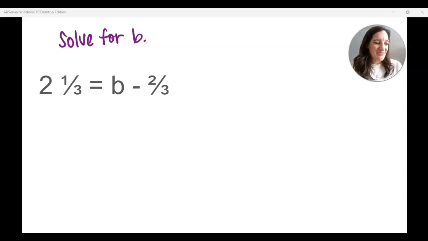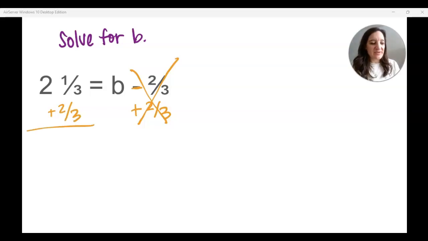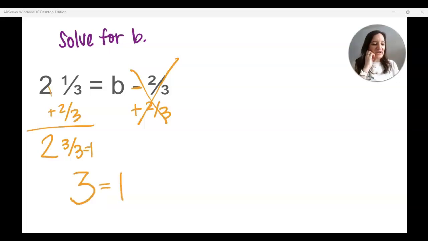Well, I want to isolate b, get b by itself, so I'm going to add this 2/3 because this is a minus 2/3. So I'm going to get rid of it by doing the inverse, by doing the opposite. But if I'm going to add 2/3 over here, that means I need to add 2/3 over here as well. And that would give me 1/3 plus 2/3 would give me 3/3. And then 2 and 3/3 is just the same thing as 3. So 3 equals b. Did you get it?